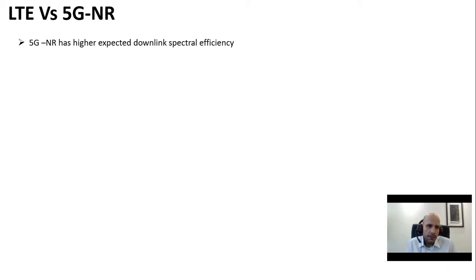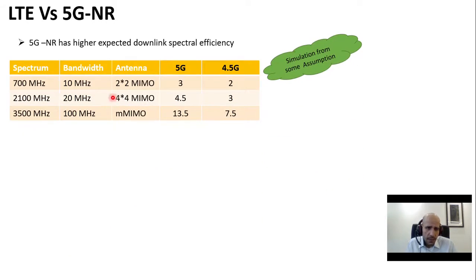The third difference between LTE and 5G is that 5G NR has higher expected downlink spectral efficiency. You can see in this table, which is a simulation based on some assumptions, that in the same configuration the 5G network has more spectral efficiency compared with LTE-Advanced. The first reason is PDCCH usage. As you know, in LTE PDCCH exists in every subframe, but NR introduced a slot aggregation concept, and it is not mandatory to have PDCCH in all TTIs.